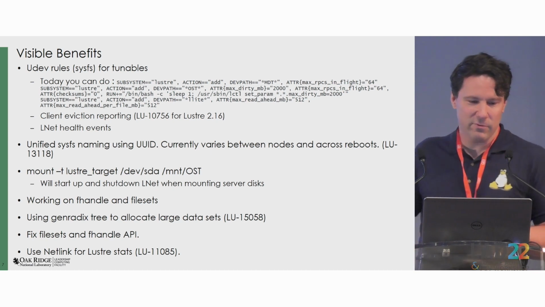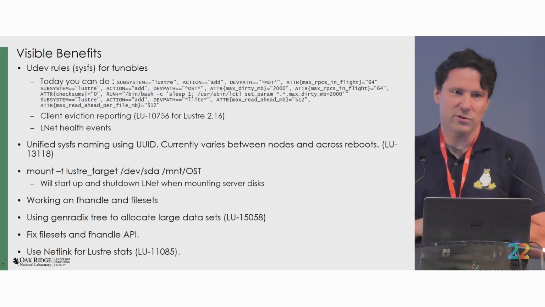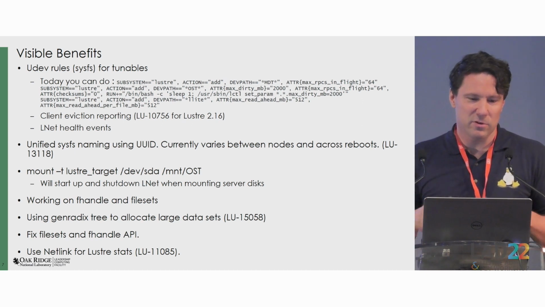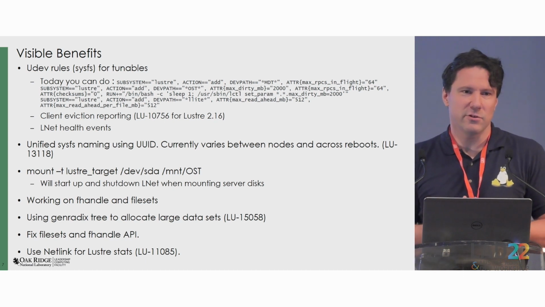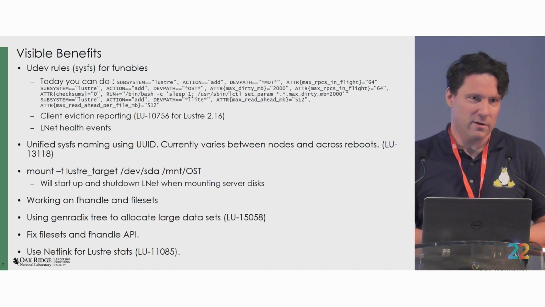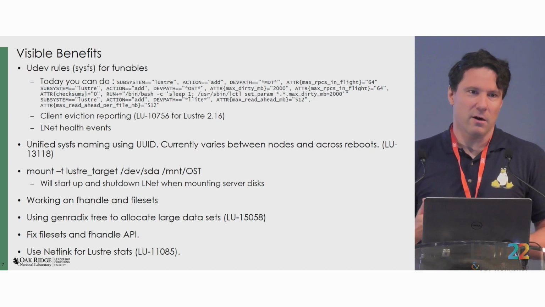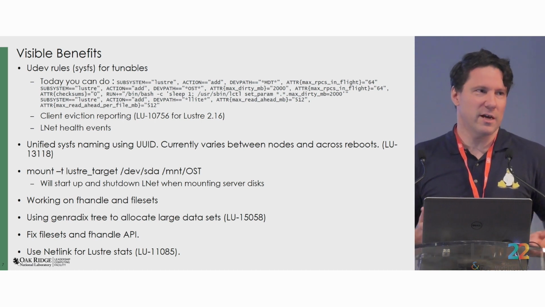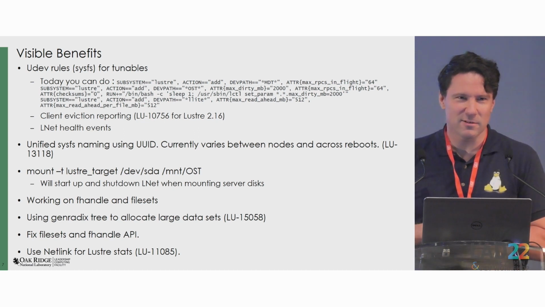Also out of that, we can do client eviction reporting. There is actually some work being done on that. I want to land that for 2.16. So when your clients get evicted, it will actually send you a udev event. So you can write scripts to log that this client's down, or you could try to reboot your client. This can all be automated. So as your systems fail, you can try to resuscitate them. I like to call it the CPR system.